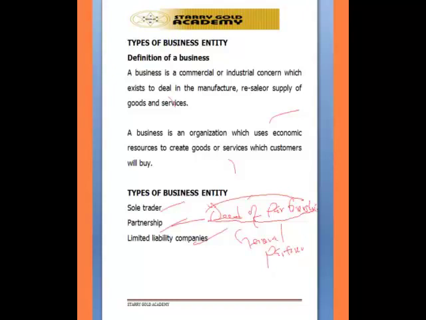What are the types of partners in a partnership business? We have an active partner, the one who contributes money and also takes part in management. What is the active partner? Contribute money and take part in management of the business. We have the sleeping partner or dormant partner. The sleeping partner only contributes money but does not take part in the management of the business.